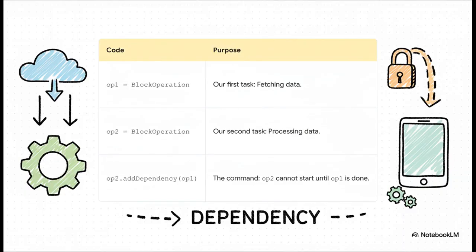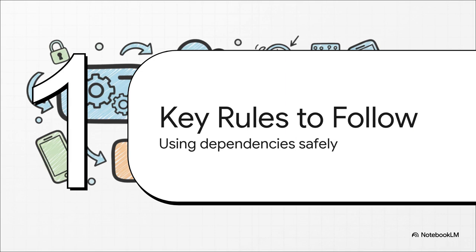Let's just break this down real quick. We set up our two tasks, Op1 and Op2, but the absolute key here is that third line, op2.addDependency(op1). With that one command, we're telling the whole system that op2 isn't even eligible to run until op1 has finished completely. It's declarative. We just state the relationship we want, and we let the system figure out the how. That's what makes it so powerful. Now, of course, like any powerful tool, there are a few rules you have to follow to use it right and avoid, well, shooting yourself in the foot. So let's go over the essentials.